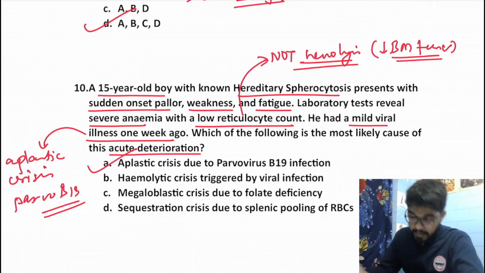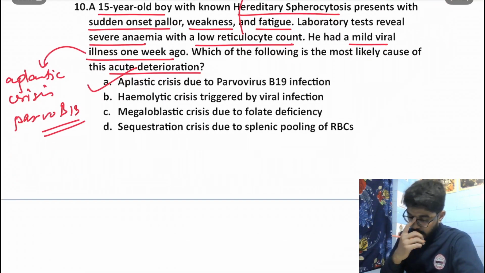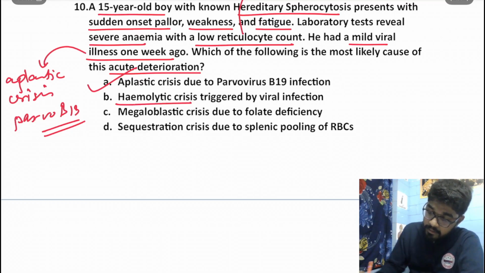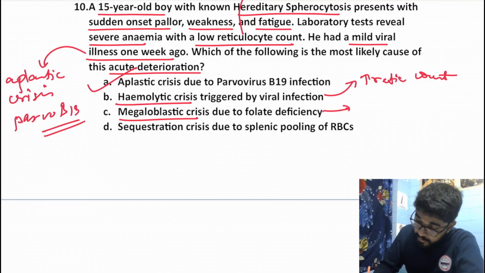So the answer would be A, aplastic crisis due to parvovirus B19. Let's have a look into the other options and how to rule them out. In hemolytic crisis, as discussed, there would be an increase in retic count. Megaloblastic crisis due to folate deficiency. What happens over here? Yes, we would get a decrease in retic count.